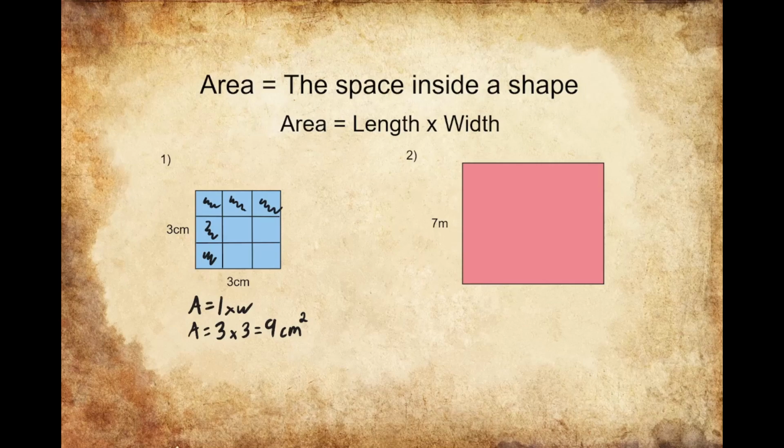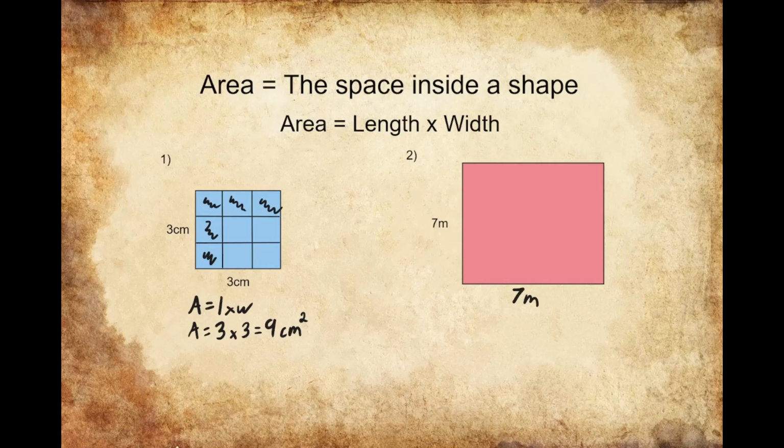So now moving on to question number 2 here, we can see that we only have one side that's labeled, which is 7 meters. And you remember that whenever we're looking at a square, they're all going to have an equal length for all 4 sides. So we're going to go ahead and just label one of the other sides here, and we know that it's going to have a length of 7 meters.